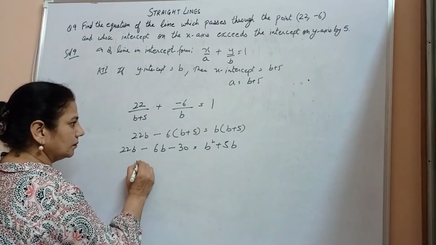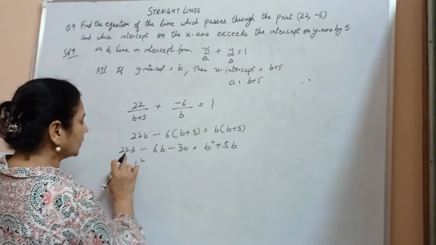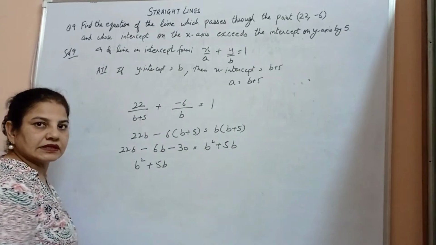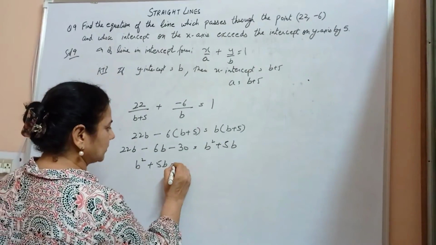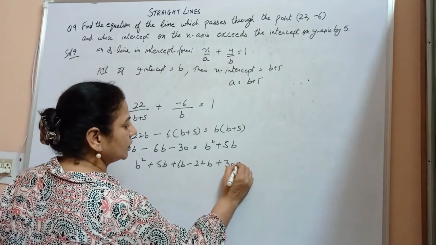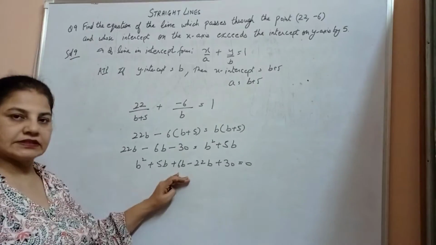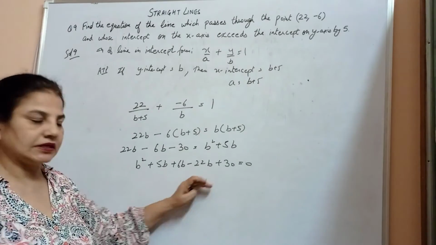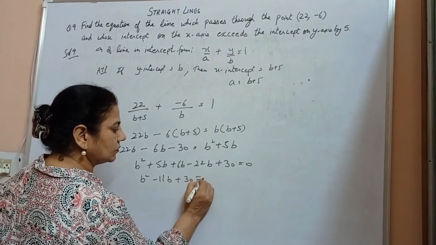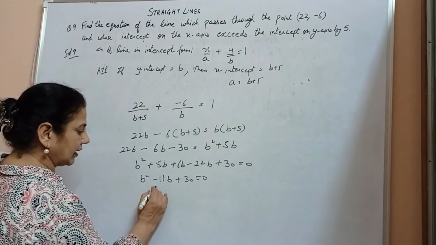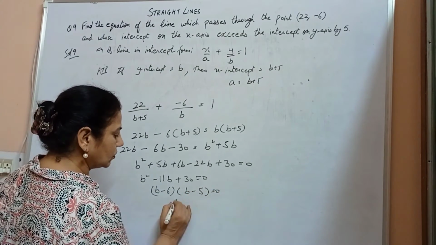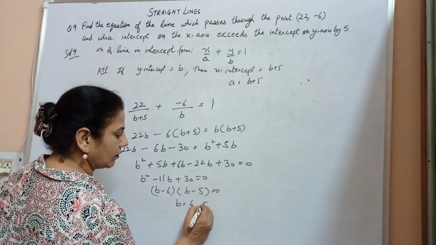So here we get b square plus 5b, and 22b minus 6b goes to that side, giving us b square plus 5b minus 22b plus 6b plus 30 equal to 0. So 5 plus 6 is 11, 11 minus 22 is minus 11. So we get b square minus 11b plus 30 is equal to 0. Splitting the middle term, we get the factors as b minus 6 and b minus 5 equal to 0. So b is equal to 6 or 5.